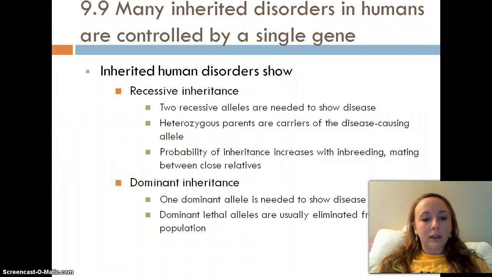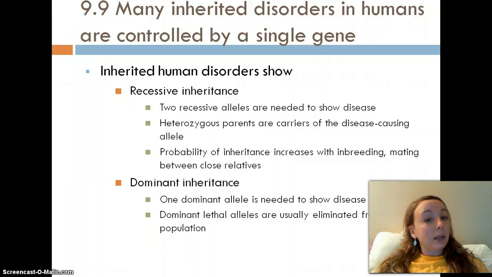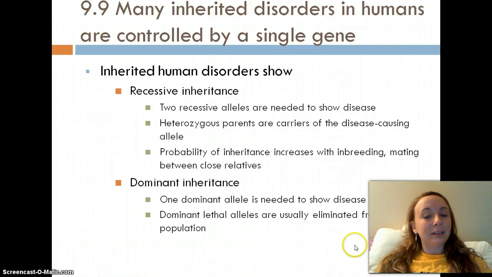For dominant inheritance, 1 dominant allele is needed to show the disease, just like other things that we've talked about so far. So if you have the dominant allele, whether it's in heterozygous or homozygous dominant form, you're going to show the disease. They're usually eliminated from the population because these people often know they have the disease, so they won't have offspring, or they can die before reproductive age.